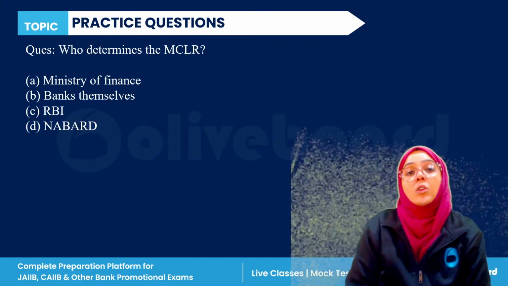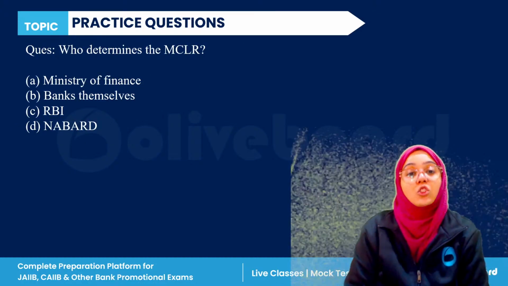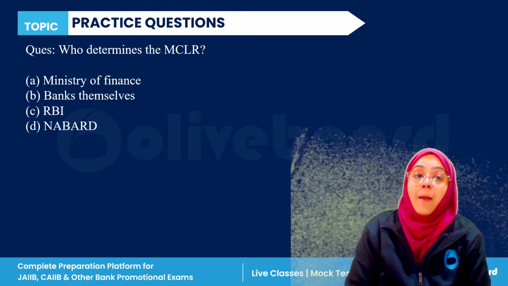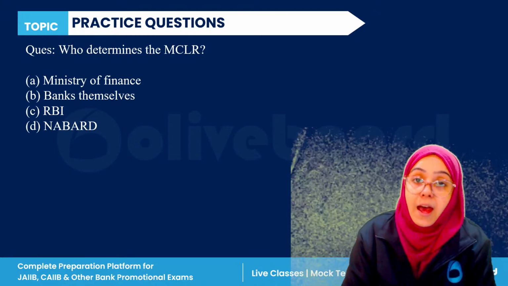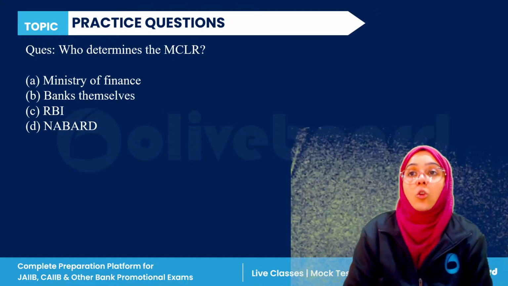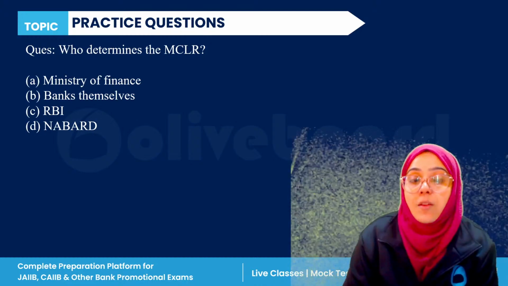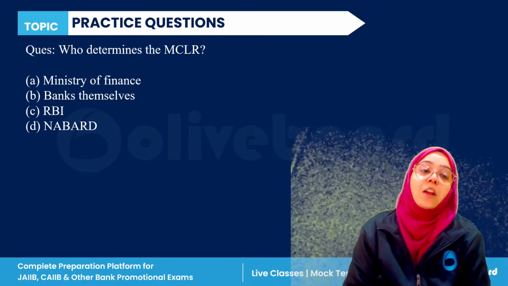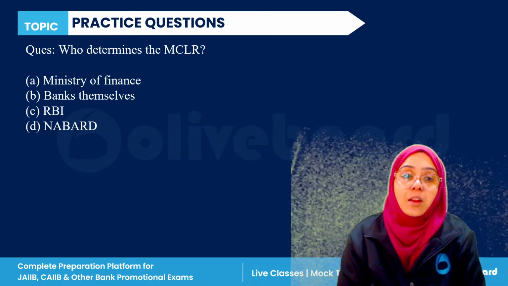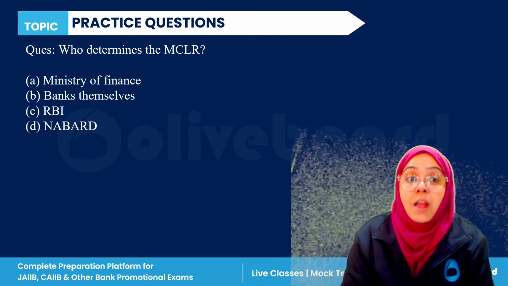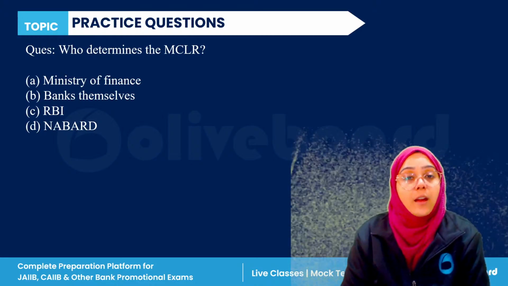Next question. Who determines the MCLR, marginal cost lending rate? Ministry of Finance, banks themselves, RBI, or Nabard? Who determines the marginal cost lending rate?